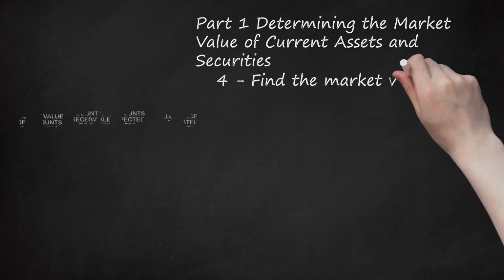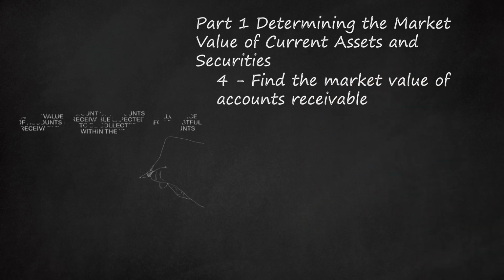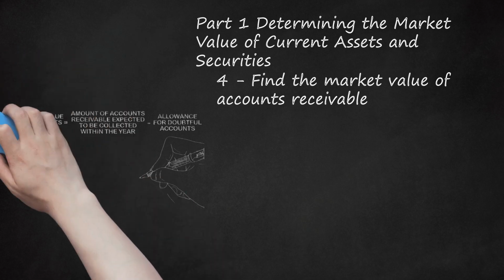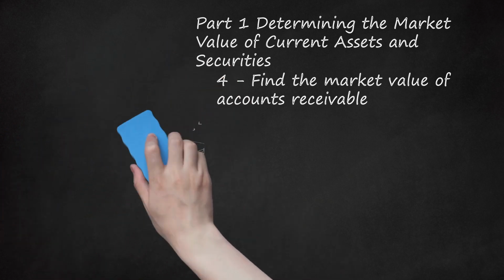4. Find the market value of accounts receivable. The market value here is simply the value of the accounts expected to be received within 1 year. Simply determine which accounts are expected to be paid within the year, which should be most of them. However, some accounts may never be paid. To arrive at a final value, subtract the expected value of these uncollectible accounts, known as the allowance for doubtful accounts, from the amount of accounts receivable expected to be collected within the year. For more information, see how to determine net accounts receivable.